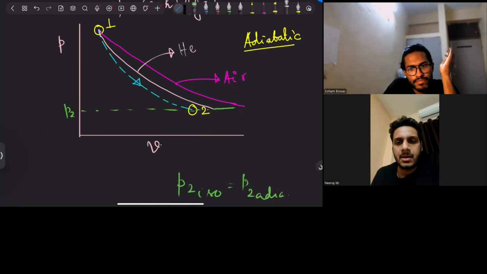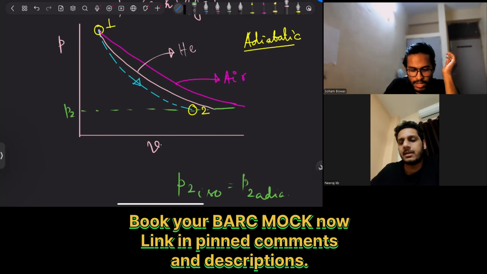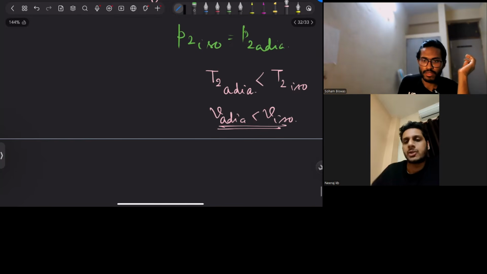So since helium has a higher value of gamma, its slope will be much steeper, basically in the negative direction.